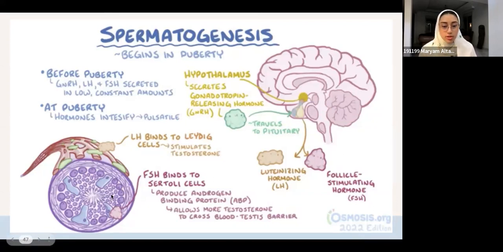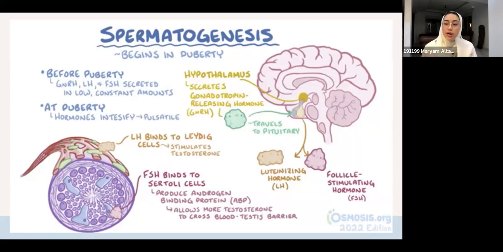You have your luteinizing hormone, or LH, binds to your Leydig cells. I just remember L for L, so LH for Leydig. And this leads to the production of testosterone. Okay, so this produces more testosterone, and then FSH binds to Sertoli cells. You get more ABP that lets this testosterone go in here and actually help the sperm develop. And so again, just to recap, at puberty, our GnRH secretion becomes pulsatile, so it goes up and down.